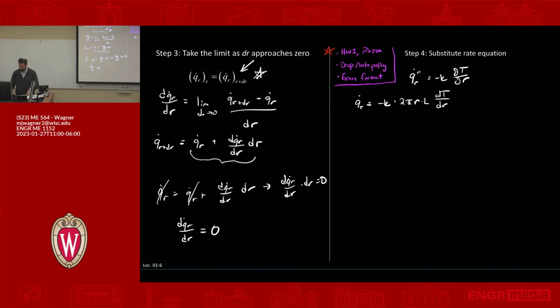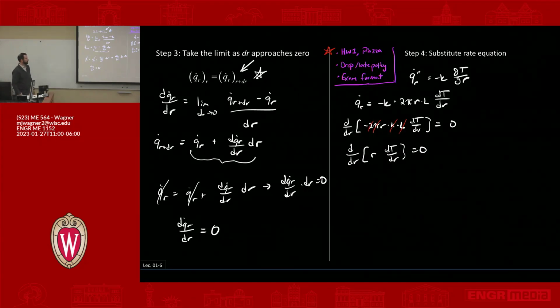Let's sub that back into our ODE in Q. So that becomes d dr of minus 2 pi r times k times L times dT dr, and all that is equal to 0. We're just subbing that in here. Since it equals 0, we can cancel out constants on the left-hand side: the minus 2, pi, k and L go away. We're left with d dr of r dT dr equals 0.